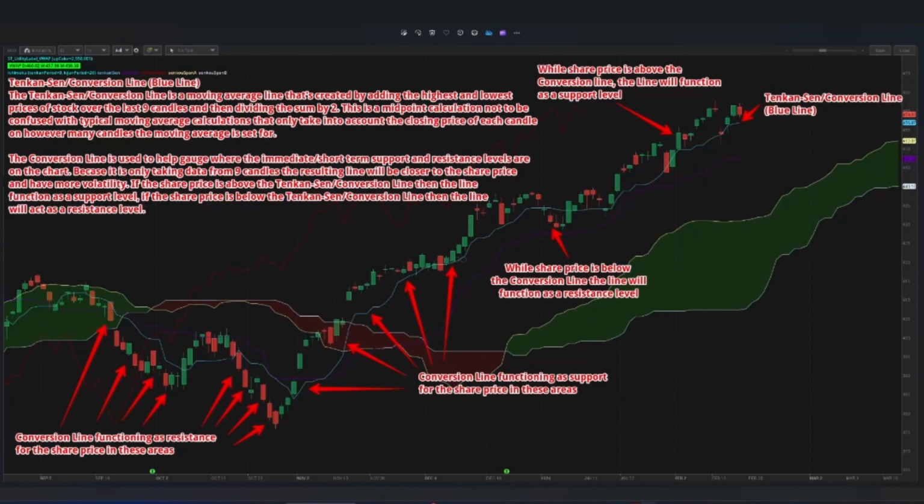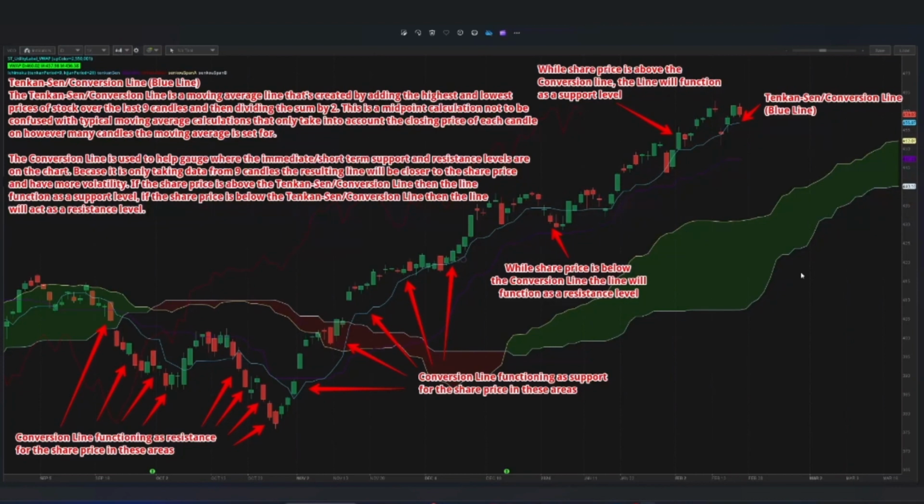So the conversion line is a line that helps you gauge the immediate to short-term support and resistance on the chart. It's only taking 9 candles of data, so it's going to stick closer to the candlesticks on the chart. It's going to be more volatile, and it's basically going to be the closest line to the candlesticks you see with the Ichimoku Cloud indicator at all times.